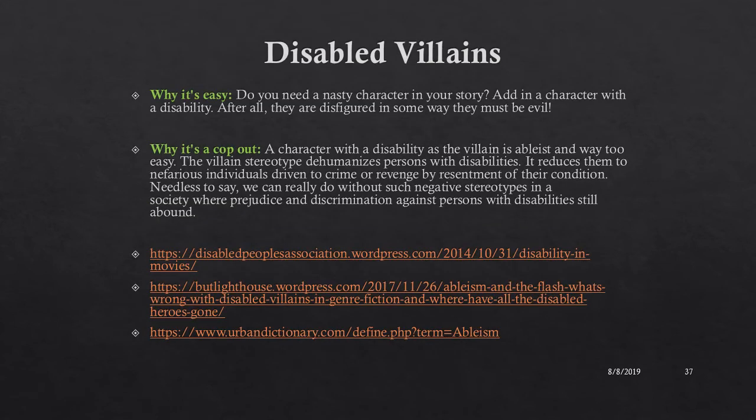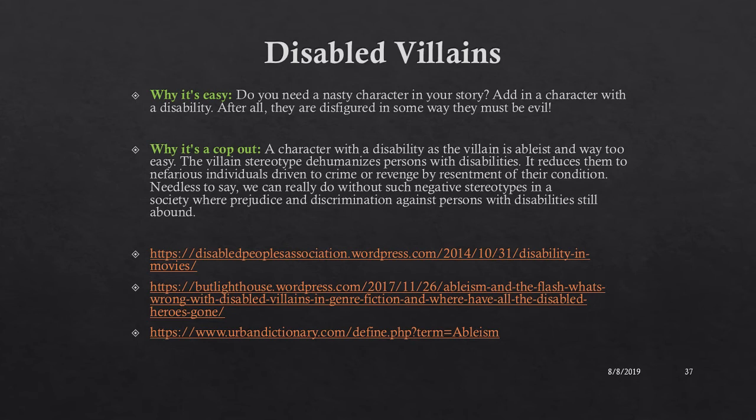So disabled villains is another cliche I want you to avoid. So why it's easy? Do you need a nasty character? Add a character with a disability. After all, they are disfigured in some way and they must be evil. Right? This is a cop-out because a character with a disability as the villain is an ableist thing to do. It's way too easy.